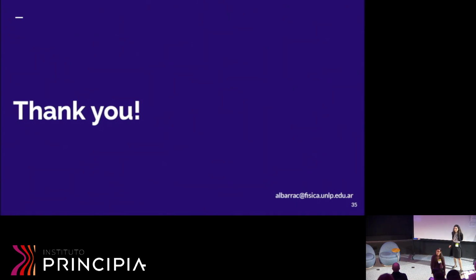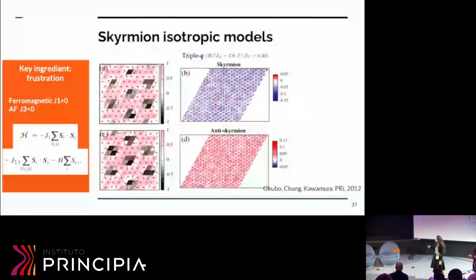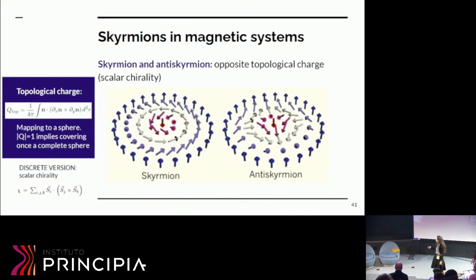Hi, thank you very much. I would like to know which one of your parameters controls the core size of the magnetic texture, and if this has anything to do with forming a square lattice or a hexagonal lattice.